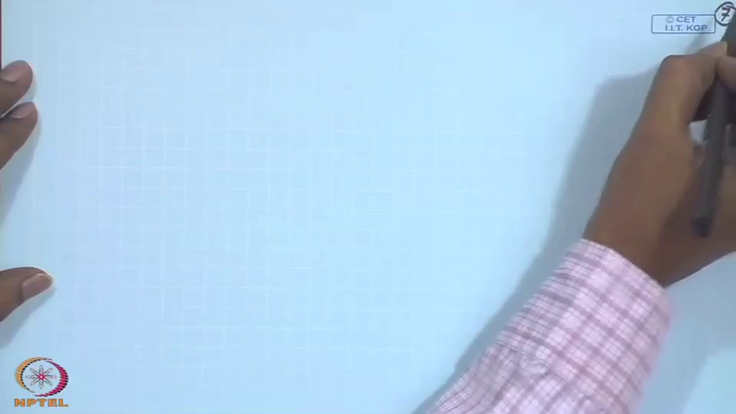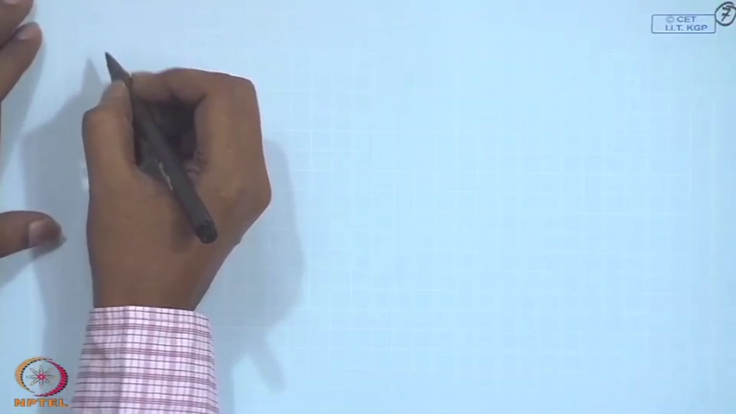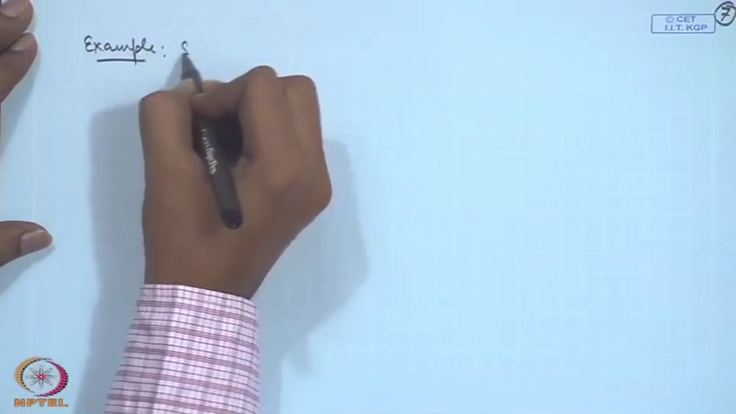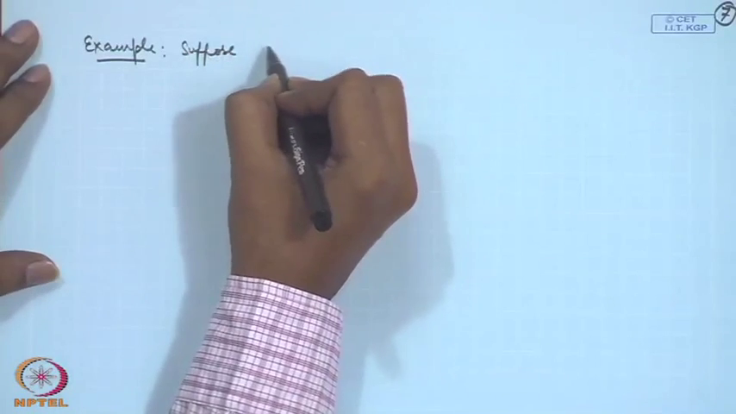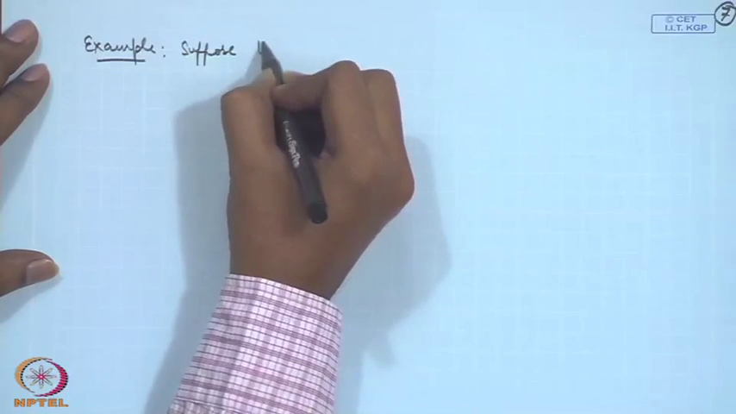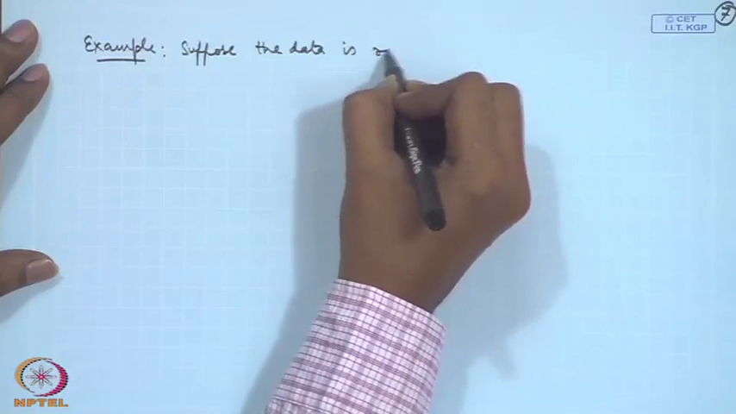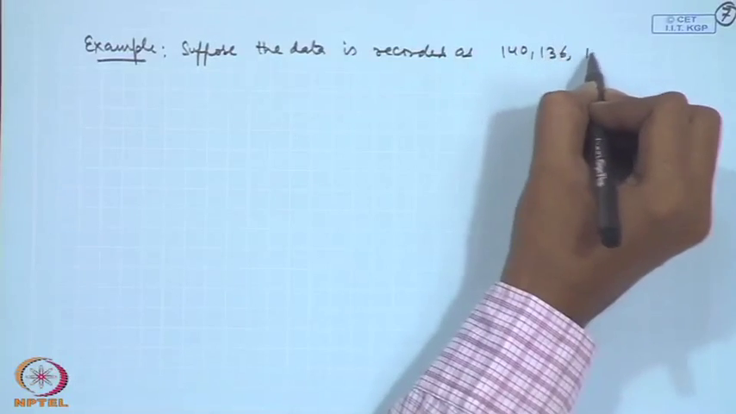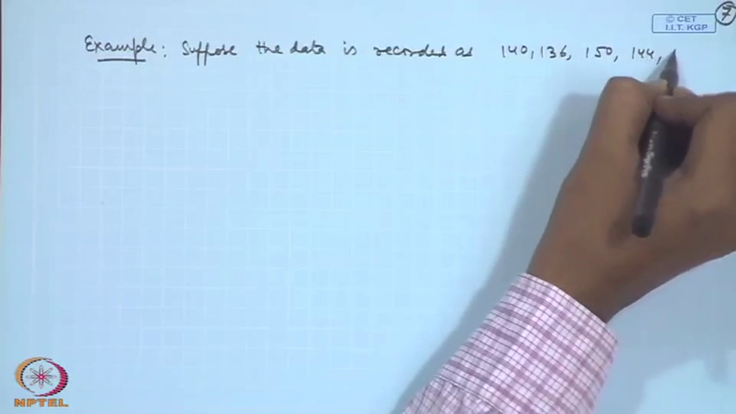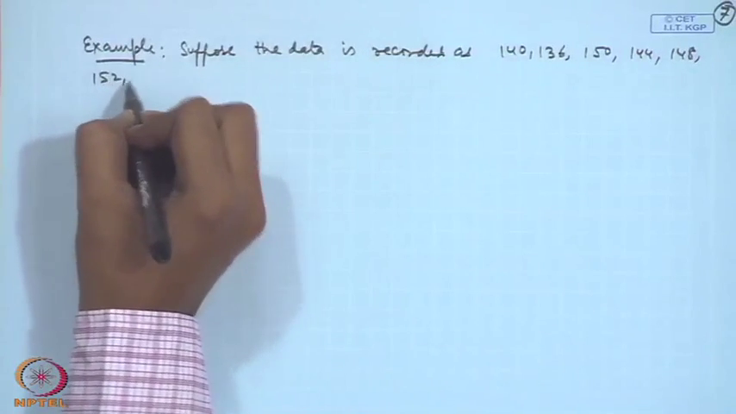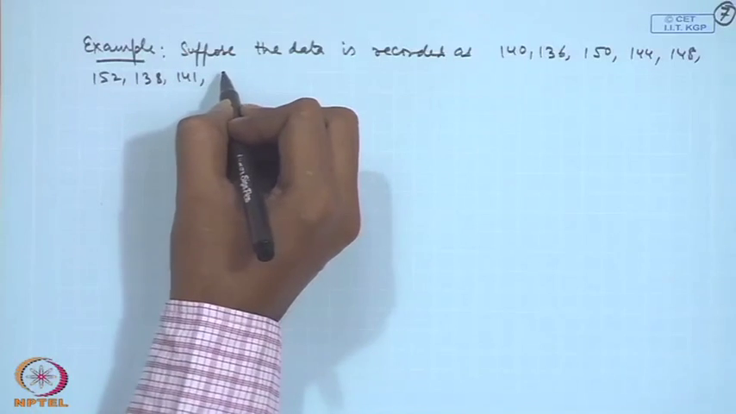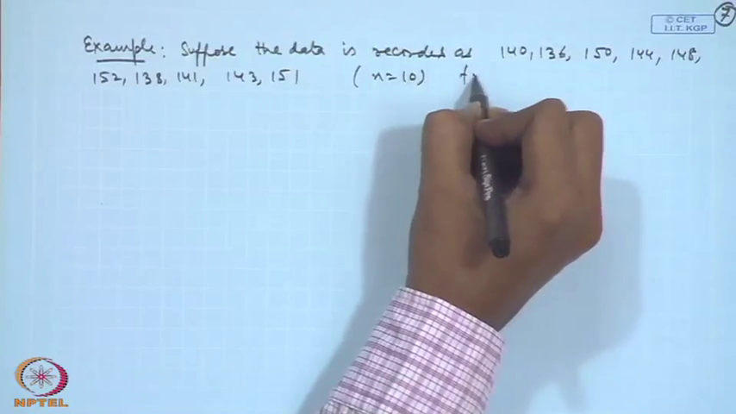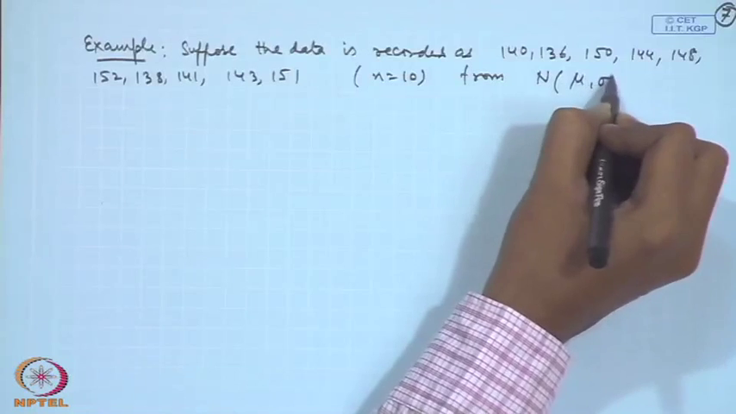Let us take one example here. Suppose we are having the battery capacities, suppose the data is recorded as say 140, 136, 150, 144, 148, 152, 138, 141, 143, 151. That is, n is equal to 10 here from a normal (mu, sigma square) population.